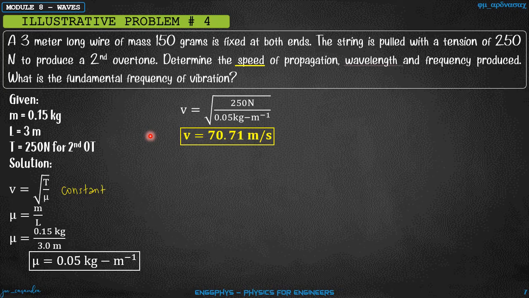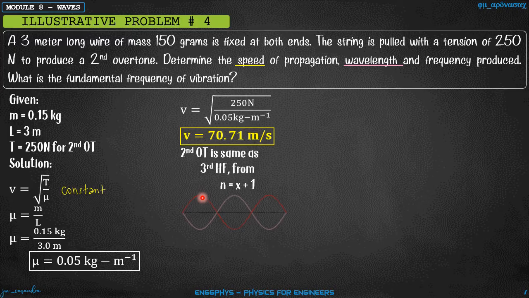Next, we want to solve for the wavelength. How are we going to solve for the wavelength? We would need our frequency in order to use our general equation. Since we do not know our frequency, but we know that the given is the second overtone, and the second overtone for a vibrating string is the same as our third harmonic frequency. That is taken from the equation n is equal to x plus 1.